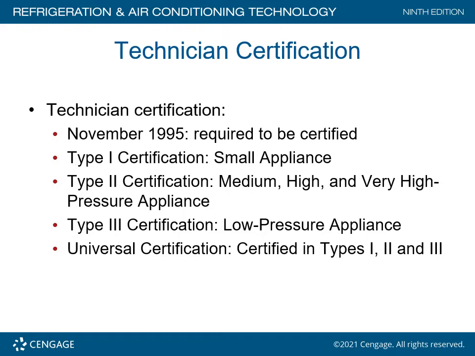Type 2 certification covers medium, high, and very high pressure applications. This would be primarily air conditioning units such as chillers, and commercial, industrial, and residential equipment containing larger amounts of refrigerant. Type 3 certification is for low pressure appliances such as a centrifugal compressor. And of course, if you pass the core exam plus Type 1, Type 2, and Type 3, you can earn a universal certification. This is the one you should always strive for when you are taking an exam. Universal allows you to work on anything and everything.